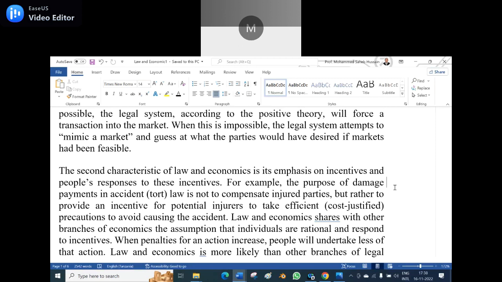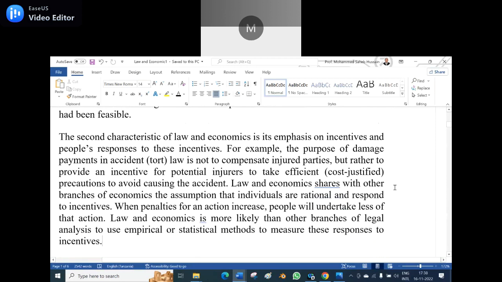Sure. So when penalties for an action increase, people will undertake less of the action. Law and economics is more likely than other branches of legal analysis to use the empirical and statistical method to measure these responses to incentives. Here, incentives means benefits or extra payment. Are you following me? Yes, Professor.